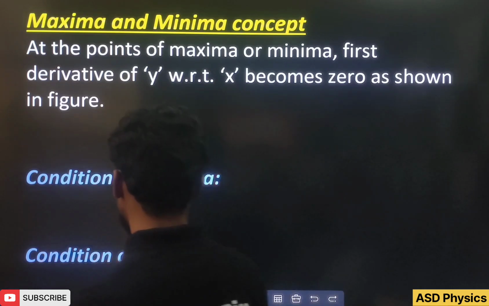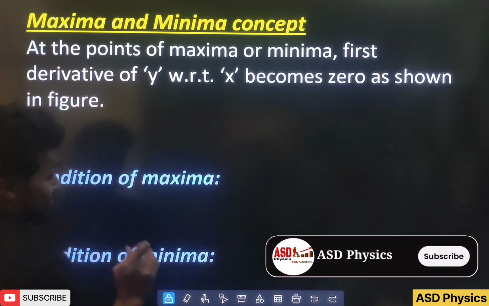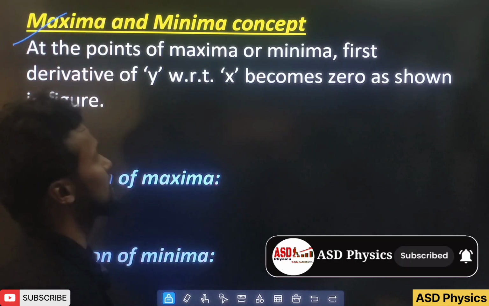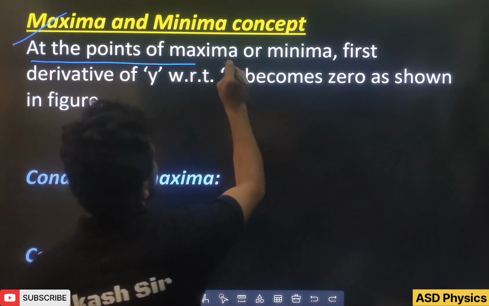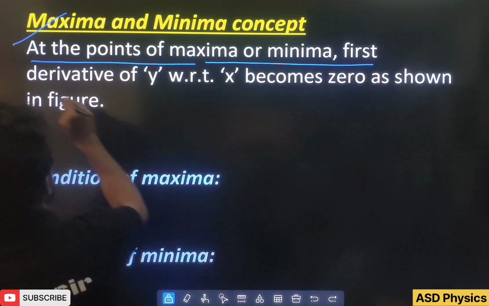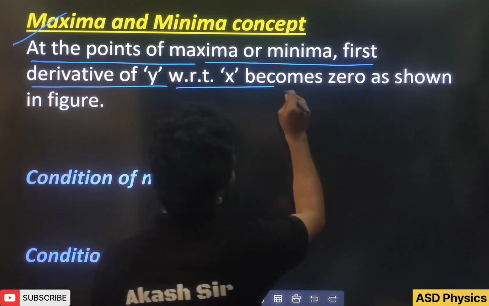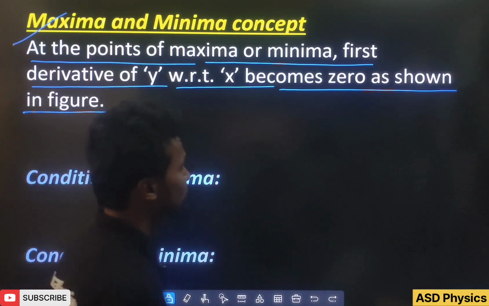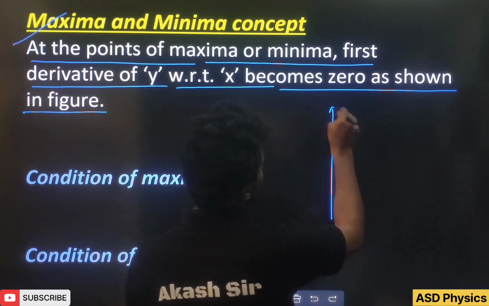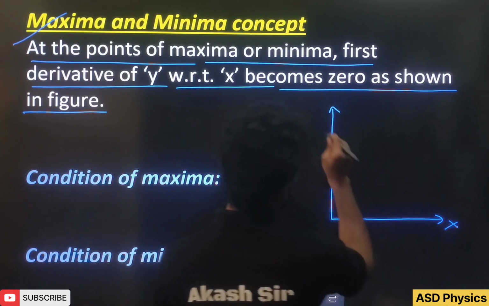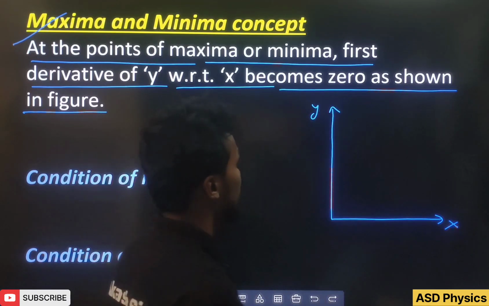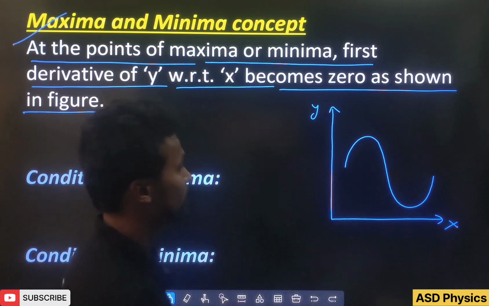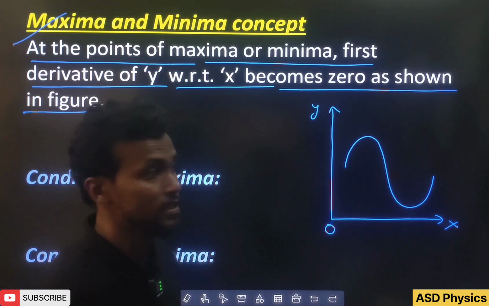Now after that, see the next one. Next one is somewhat of an application of differentiation: the maxima and minima concept. At the points of maxima or minima, the first derivative of y with respect to x becomes 0, as shown in the figure. Okay. So students, here this is x, this is y, is it? And here it is given like this. Now one function is there like this.